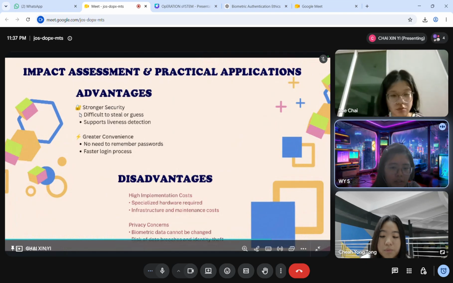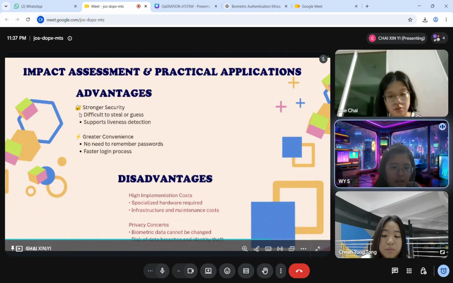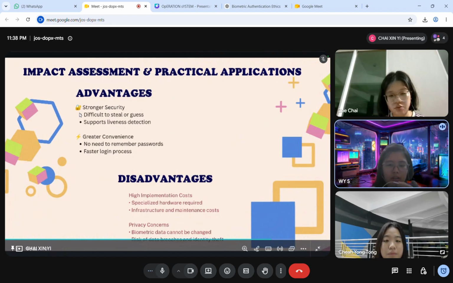The biometric authentication also has a disadvantage. First, organizations must invest in specialized hardware and ongoing maintenance. Second, biometric data is permanent. If biometric information is leaked, it cannot be changed like a password, creating a long-term privacy and security risk. Now I will give it to my team members.